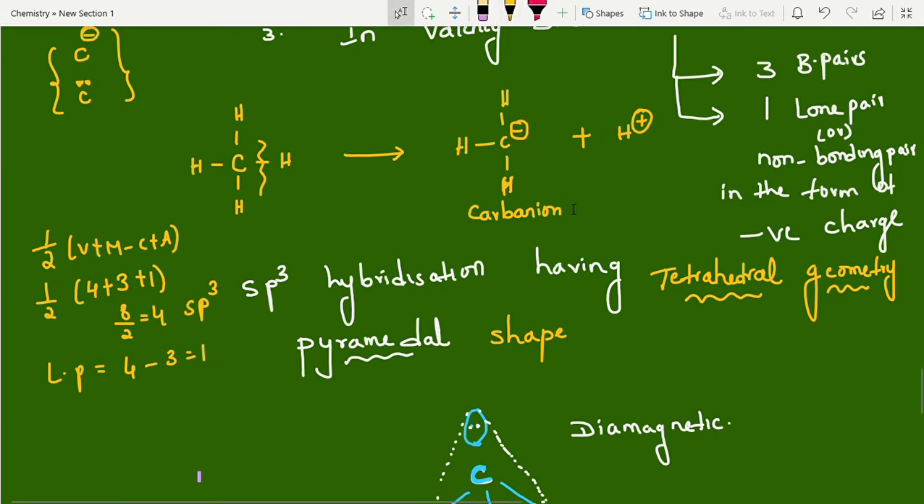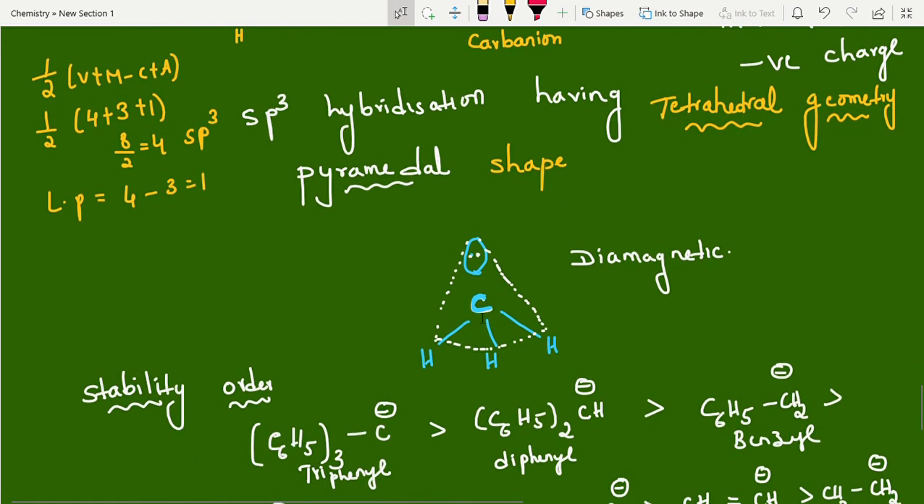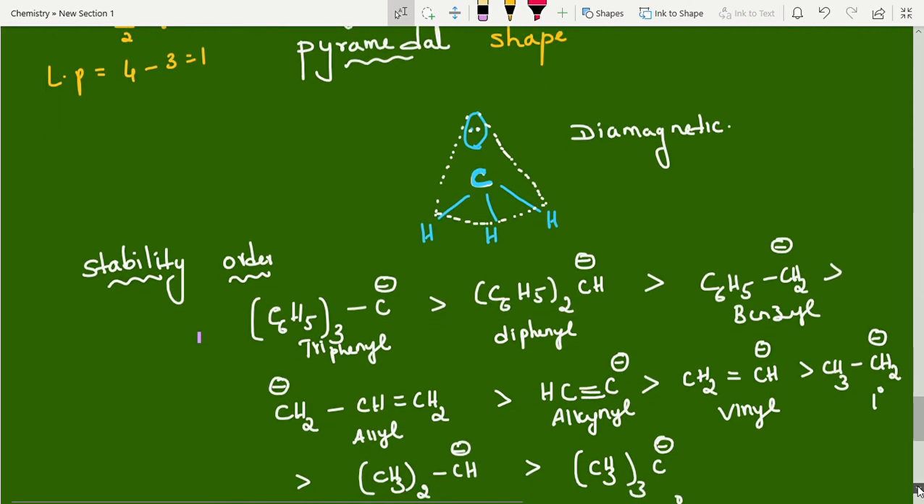We have discussed one lone pair. Negative charge is nothing but one lone pair. See, look into this. Carbon has 3 bond pairs, 1 lone pair. One lone pair definitely gives a pyramidal shape. It is diamagnetic in nature. Even the carbonium ion is also diamagnetic. Only the free radical is paramagnetic. See, actually we expected a tetrahedral shape here, but it shows a pyramidal shape like the ammonia molecule. Geometry in sp3 hybridization definitely shows tetrahedral, but the actual shape depends on the lone pair.